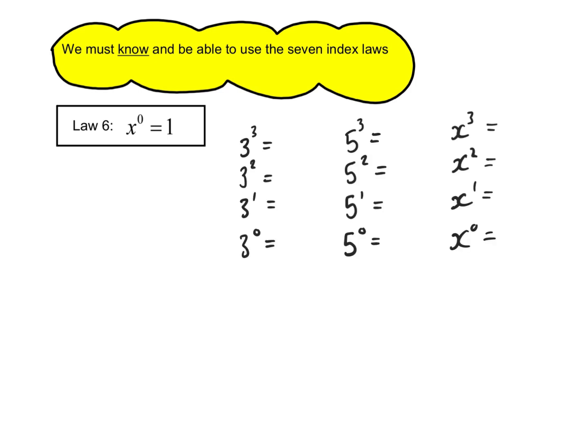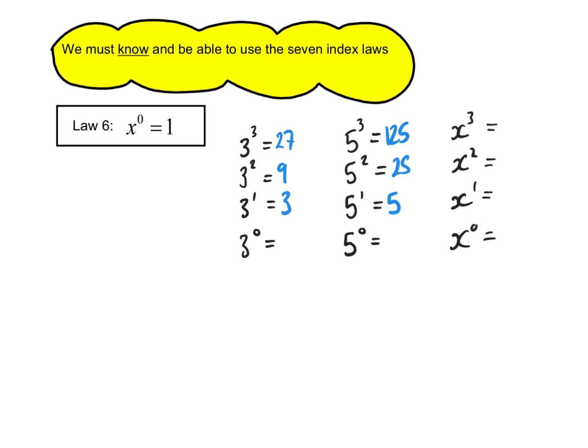Now for the most part we can fill these in. We should know what 3 cubed, 3 squared and 3 to the power of 1 is, and then 3 to the power of 0 we'll look at in a second. So we'll just fill in the values for the ones we know. 3 cubed is 27, 3 squared is 9, 3 to the 1 is just 3, 5 cubed is 125, 5 squared is 25, and 5 to the 1 is just 5.